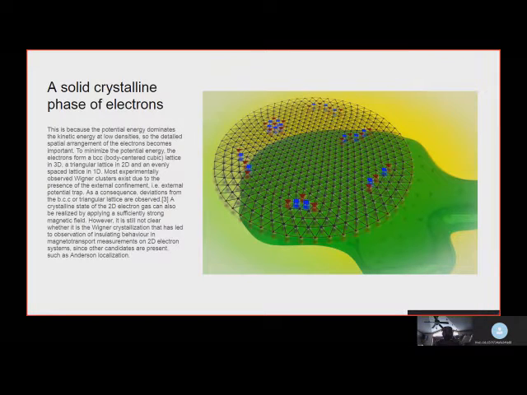Most experimentally observed Wigner crystals exist due to the presence of an external confinement, i.e., an external potential trap. As a consequence, deviations from the BCC or triangular lattice are observed. A crystalline state of the 2D electron gas can also be realized by applying a sufficiently strong magnetic field. However, it is still not clear whether it is the Wigner crystallization that has led to observations of insulating behavior in magnetotransport measurements on 2D electron systems, since other candidates are present, such as Anderson localization.